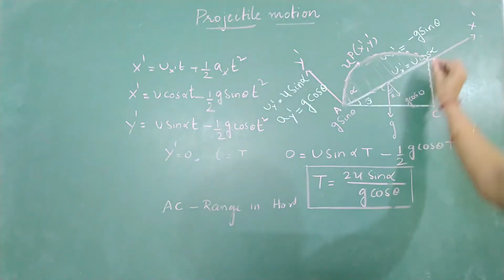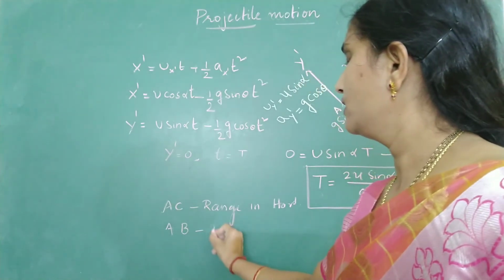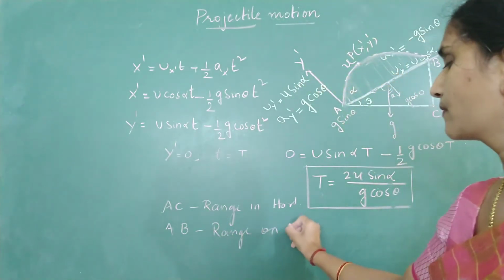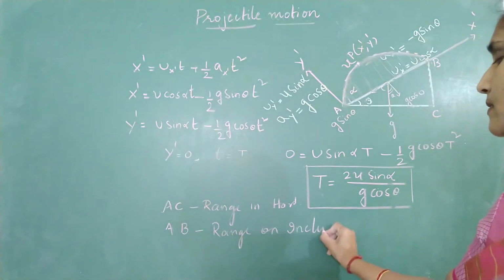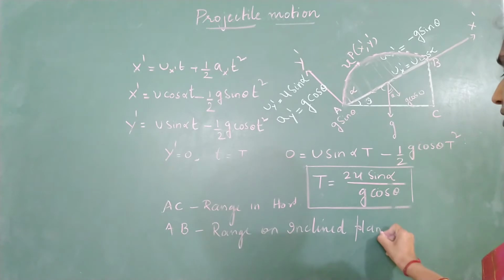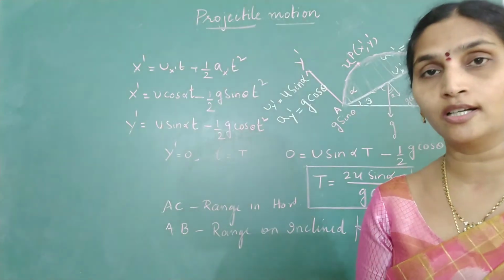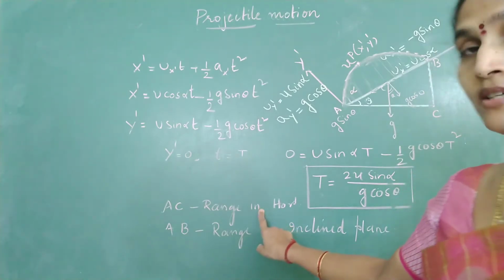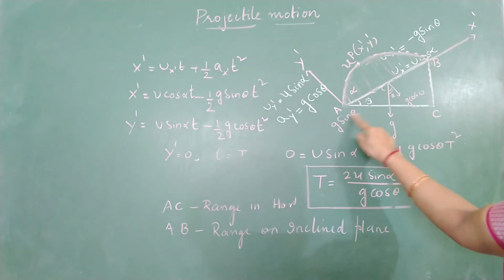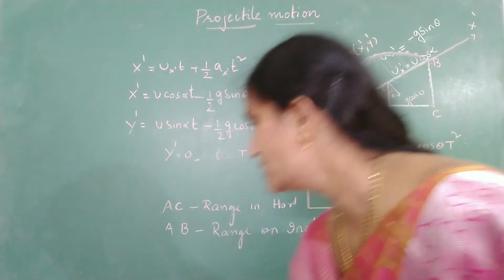And AB gives you the range on inclined plane. Read the question carefully, whether the question is to find out range on inclined plane or range along the horizontal. It's very easy to find the range along the horizontal, that is the distance AC. Let's see how to find AC.